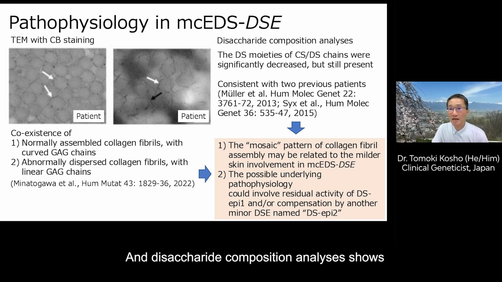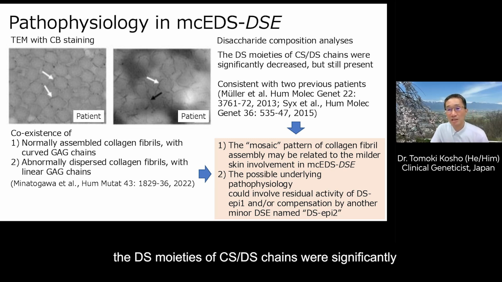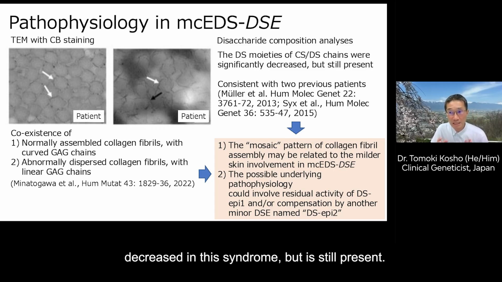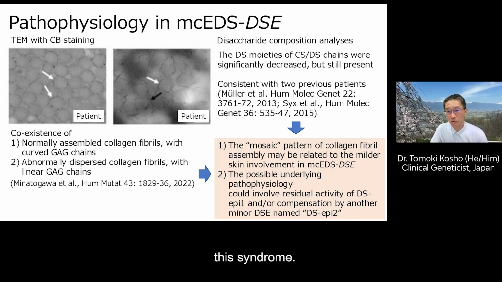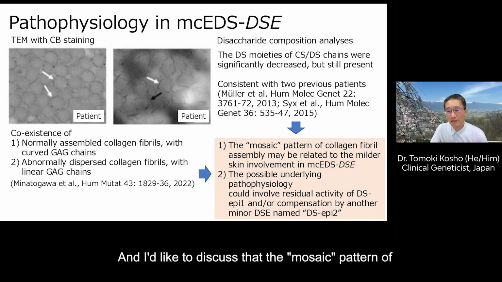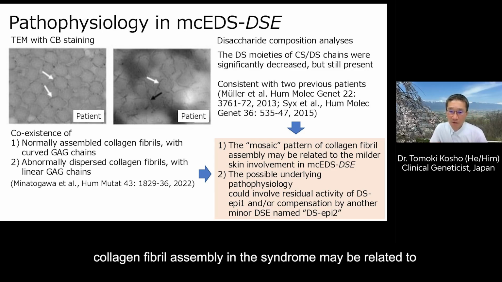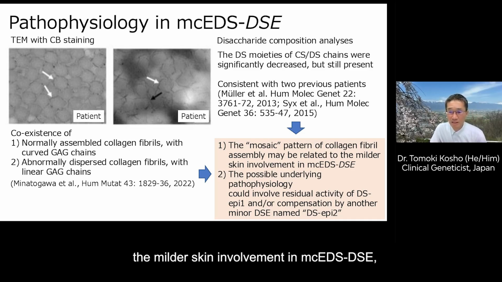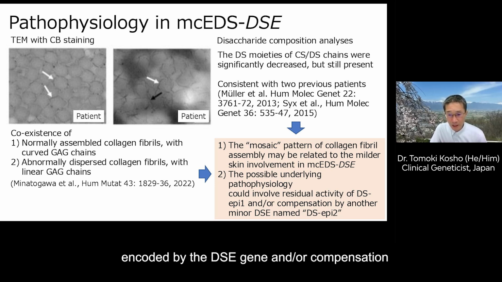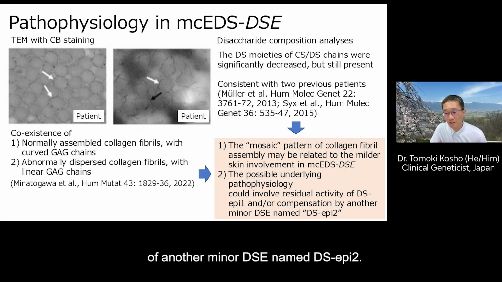And disaccharide composition analysis shows the DS moieties of CS-DS chains significantly decreased in this syndrome, but still present. These are consistent with 2 previous patients with this syndrome. And I'd like to discuss that the mosaic pattern of collagen fibril assembly in the syndrome may be related to the milder skin involvement in mcEDS-DSC, and the possible underlying pathophysiology could involve residual activity of DSE encoded by the DSE gene, and or compensation of another minor DSE named DSEB.